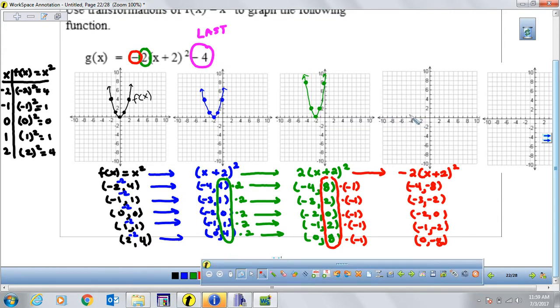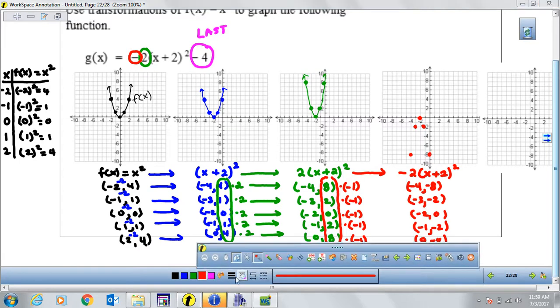So -4 comma -8, -3 comma -2, -2 and 0, -1 comma -2, and the last one is 0 comma -8. And that's what we say, which is the graph was reflected downward over the x-axis. So from here to here, it was reflected downward over the x-axis. Okay.